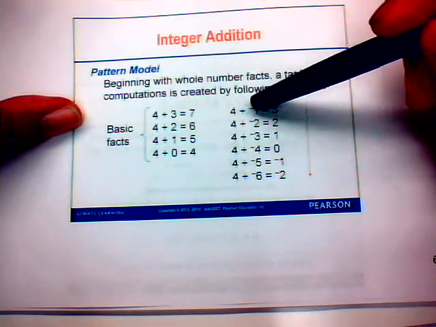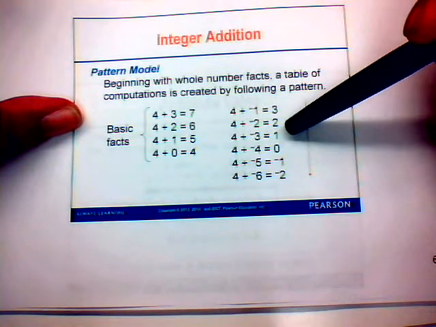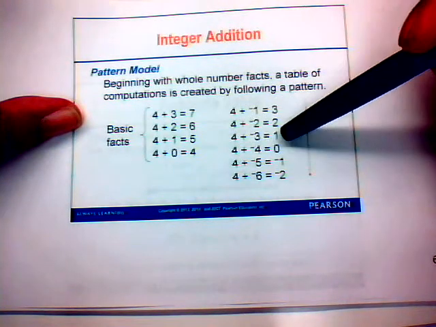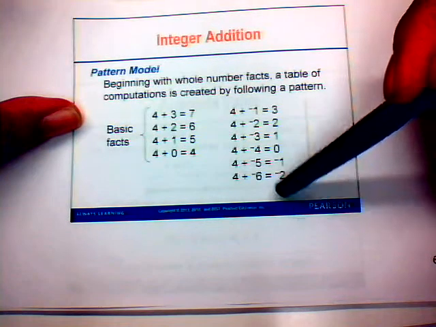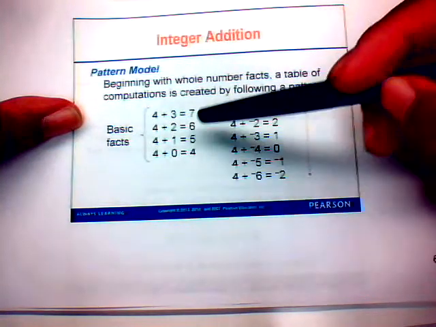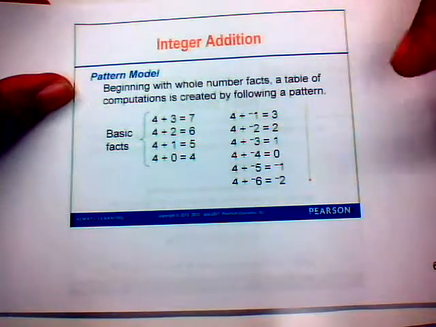4 plus negative 1 will be 3. 4 plus negative 2 is 2. 4 plus negative 3 is 1. 4 plus negative 4 is 0, and so on. As you can see, as the second addend decreases, so does the sum. It decreases by 1 as well.